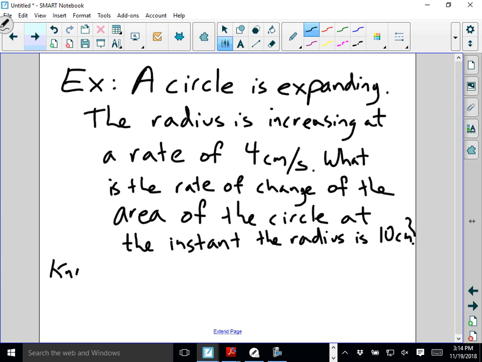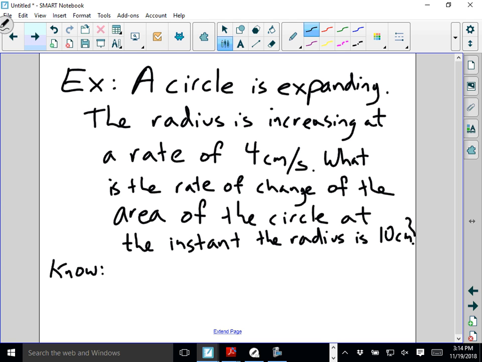Okay, so things we know, we're dealing with a circle, and that circle is getting bigger. If that circle is getting bigger, that means its radius needs to be getting bigger, and its area needs to be getting bigger, and its circumference would be getting bigger. All of those things are happening, okay? Now what we want to do is take these numbers that we have, number 4 and number 10, and figure out what they are, to determine if it's a rate or a value.